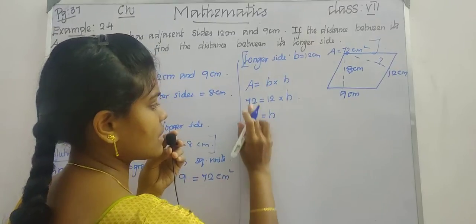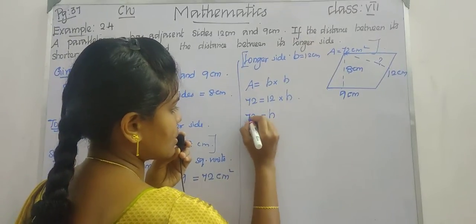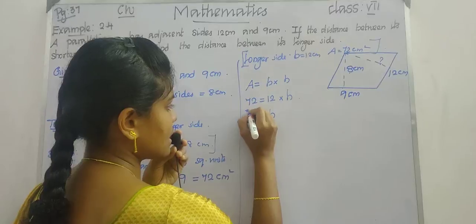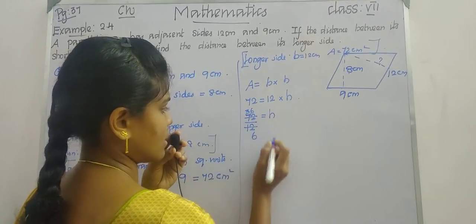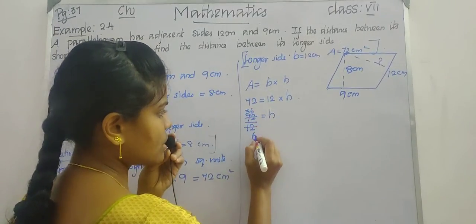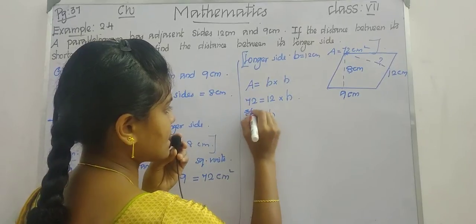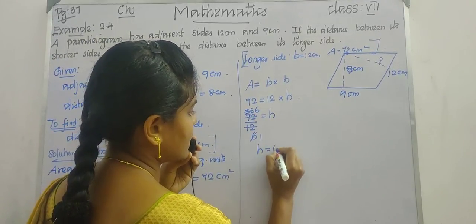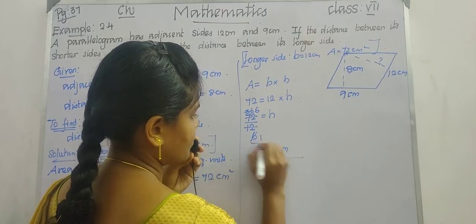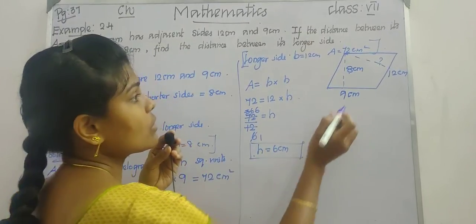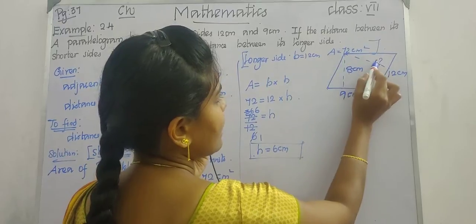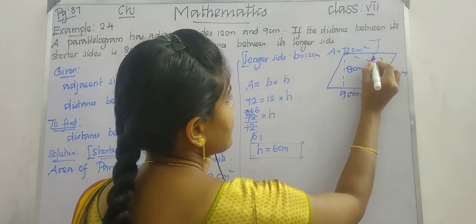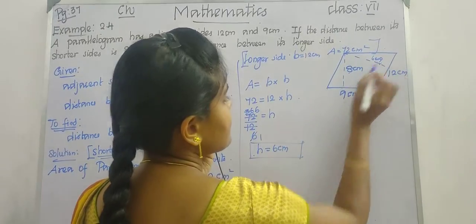Now we can cut this by the 2 table. 6 2s are 12, 3 2s are 6, so remaining 1, 6 2s are 12. Again, we can use the 6 table, right? 1 6 is 6 and 6 6 are 36. So what is the height? Height equal to 6 centimeter. Okay, children. So what is the longer side's height? Distance between the longer sides. It is 6 centimeter. That is the height.